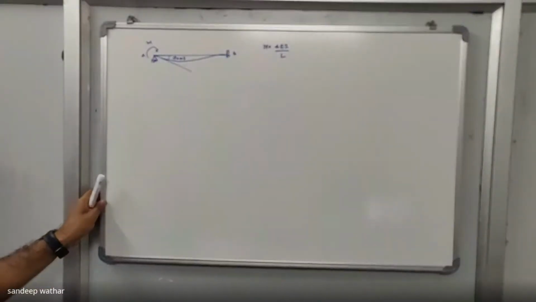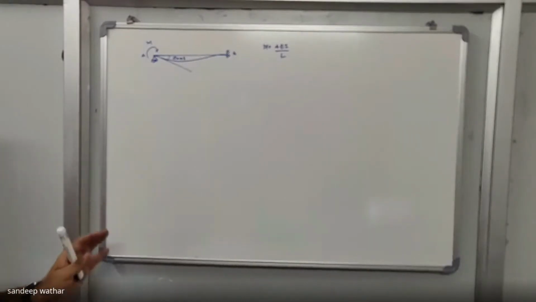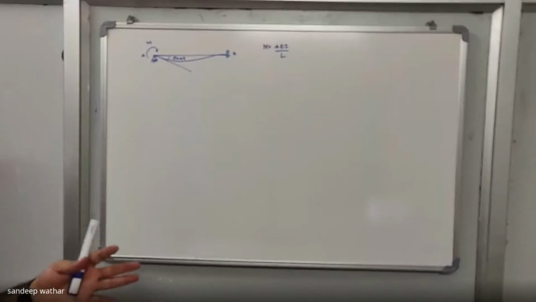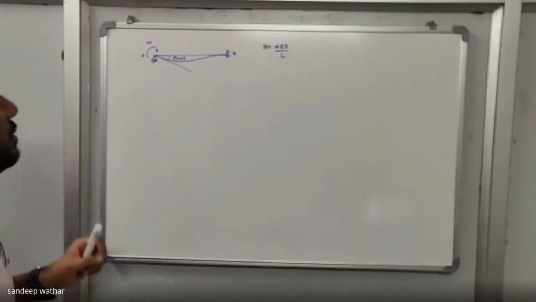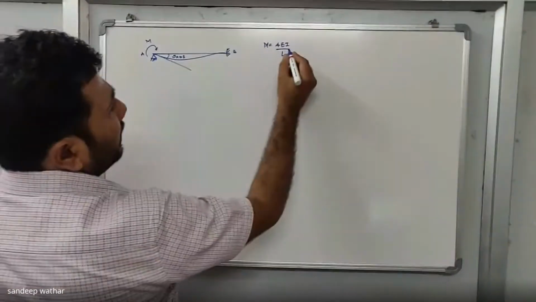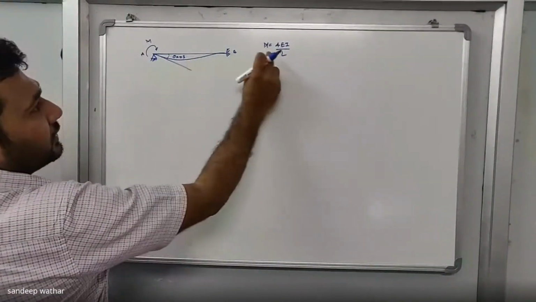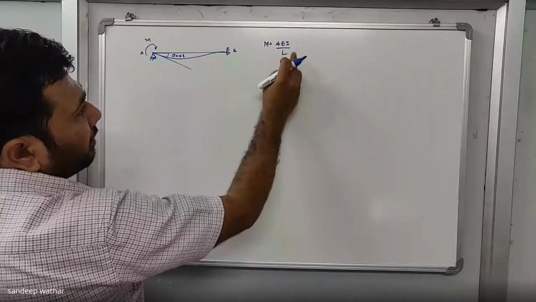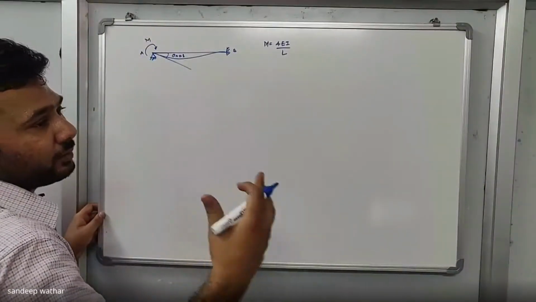Till now, whatever we have discussed is not at all part of your syllabus. From now onwards, whatever I speak is strictly related to your syllabus. Anyhow, coming back to this, basically this moment value, which is 4 EI per L, is representing the stiffness of any given beam.